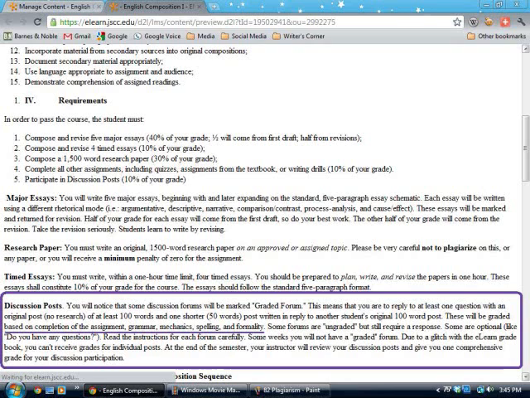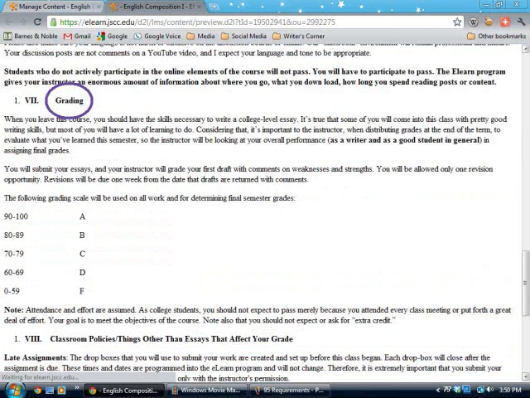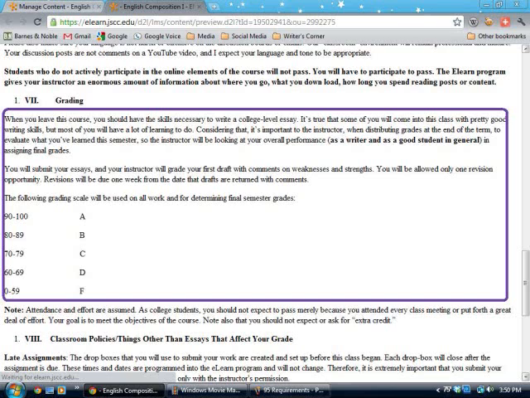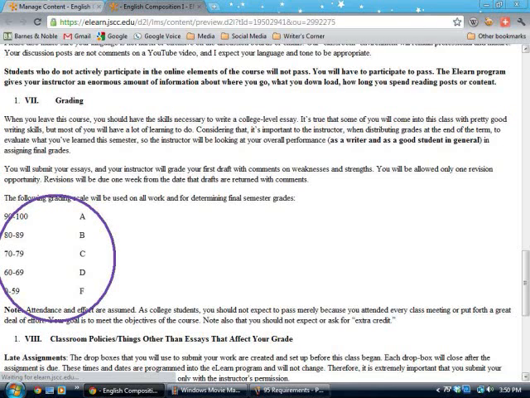Now, due to a glitch in the eLearn system, I'm not able to give individual grades for the discussion post. It's going to come as one big grade at the very end of the semester, but that doesn't mean that you shouldn't keep up with them all semester long. The grading will be on a 100-point scale. So 90% to 100% will be an A, 80% to 89% will be a B, 70 to 79% will be a C, 60 to 69% will be a D, and anything that's 59% or lower will be a failing grade.